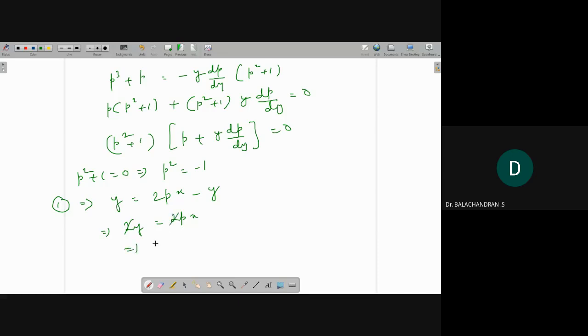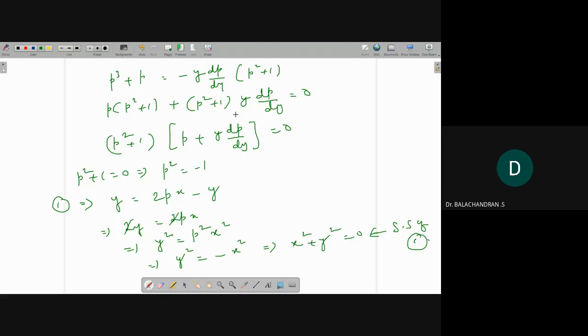So squaring on both sides, y square equal to p square x square. So now replace again p square equal to minus 1. So y square equal to minus x square. So this implies x square plus y square equal to 0. So this is the singular solution of the given problem.